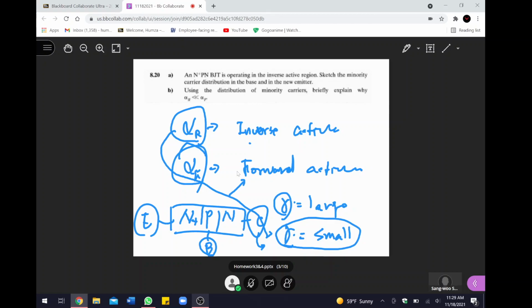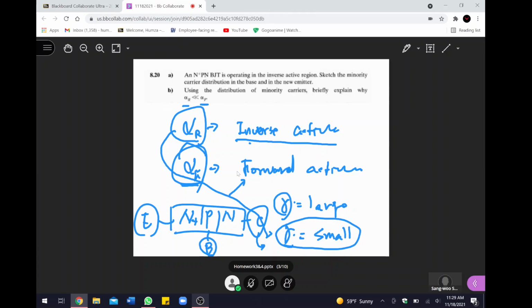Okay. So the B part is asking why this alpha F is larger than the alpha R. First of all, the definition in the book is that alpha R represents when the device is operated in the inverse active region.